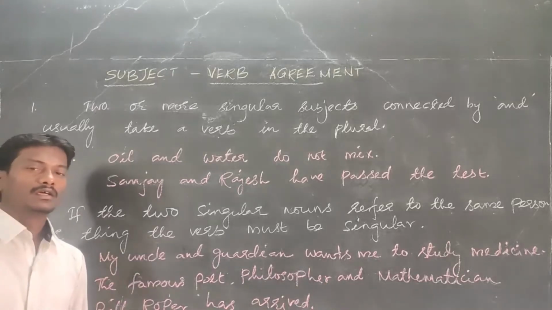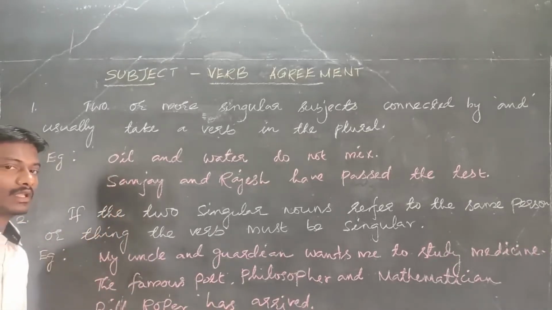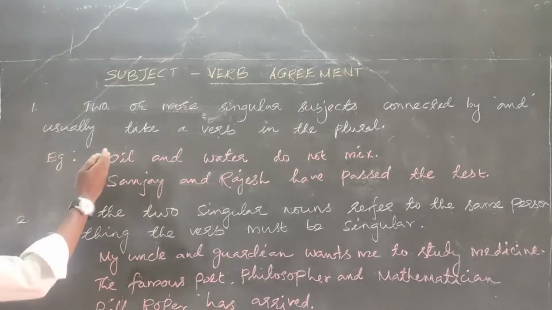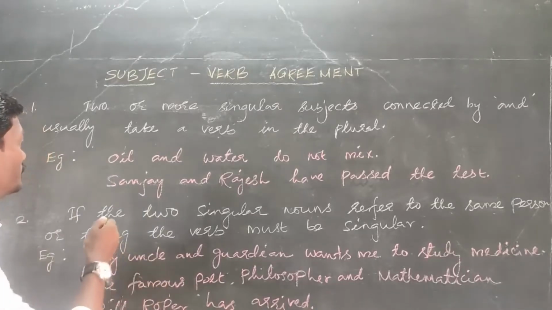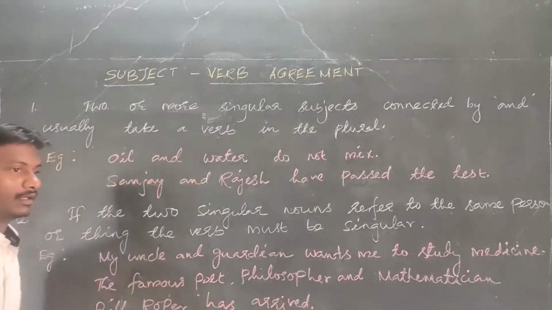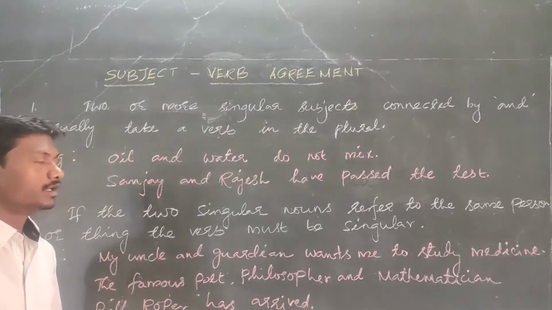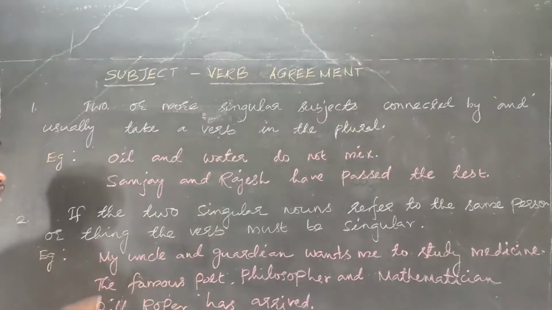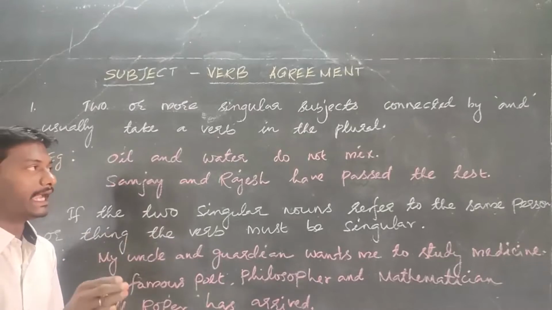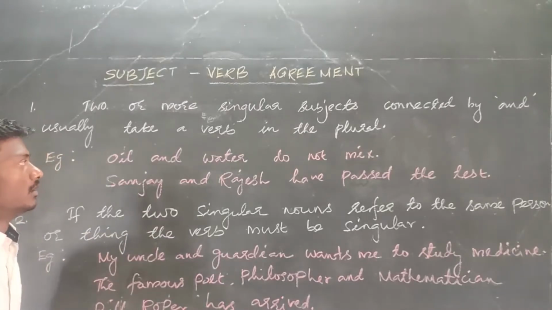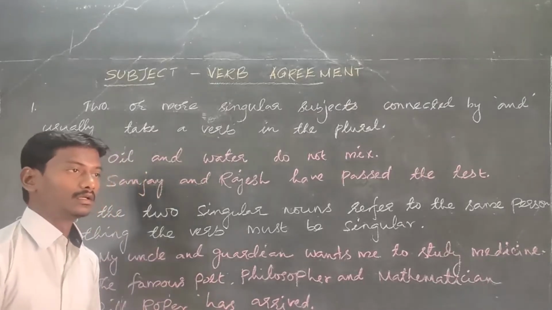Now we see the basic rules of subject-verb agreement. First one: two or more singular subjects connected by and usually take a verb in the plural. Two or more singular subjects, not only one subject, take the plural verb, but it should be connected with and.